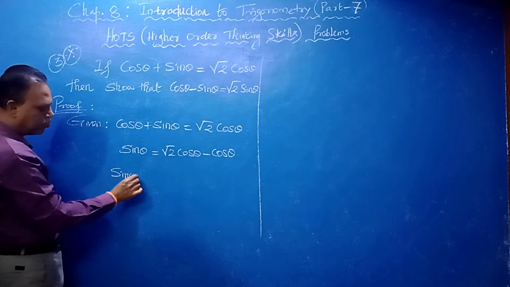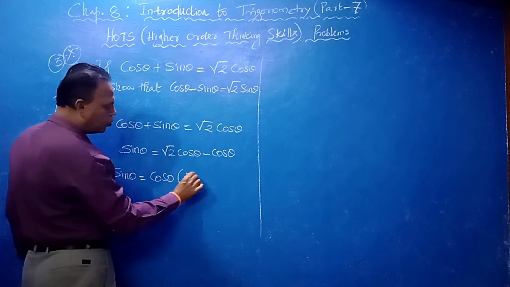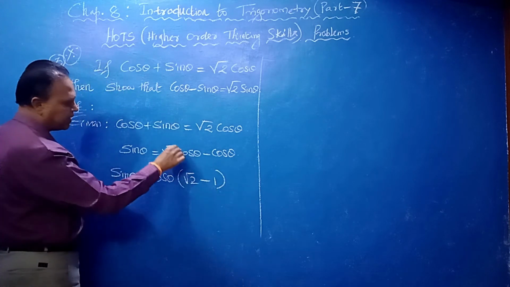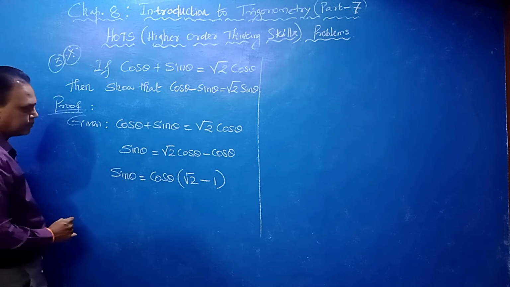Next step what you have to do is, here cos theta you take common, means root 2, here cos theta taken common, means minus 1. If you have doubt, you multiply and see. Okay, correctly it will come. Understand?